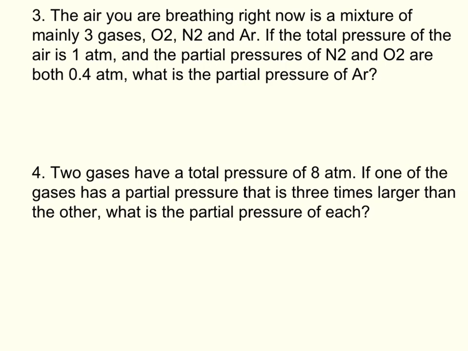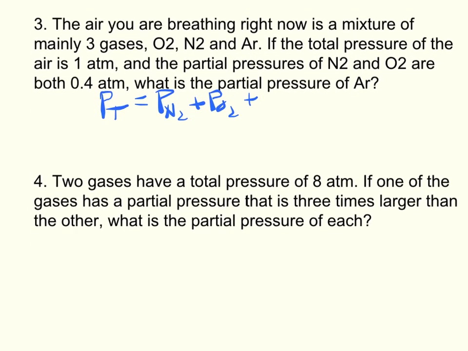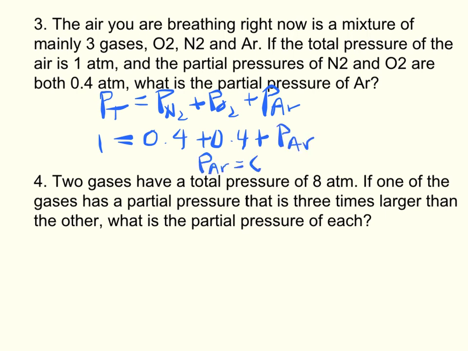So for number 3, you have 3 gases mixed together. The total pressure is 1 atm. The partial pressures of N2 and O2 are 0.4. So P N2 plus P O2 plus P Ar. So we know the total is 1 equals 0.4 plus 0.4 plus P Ar. You solve for P Ar, and you get an answer of 0.2 atm.